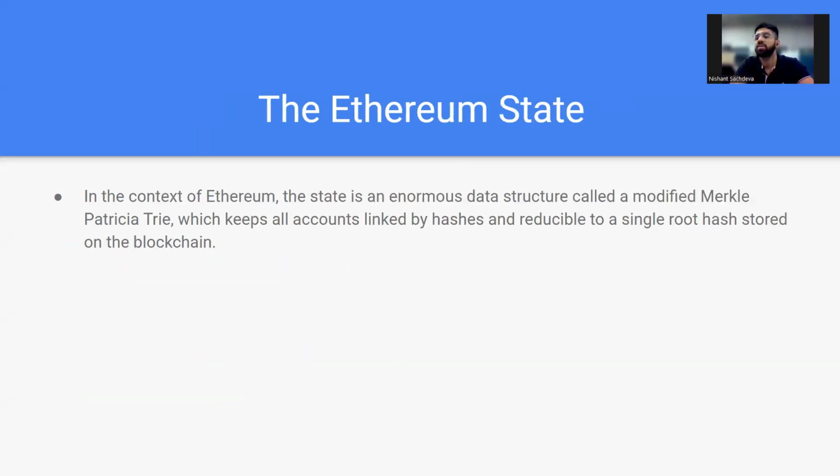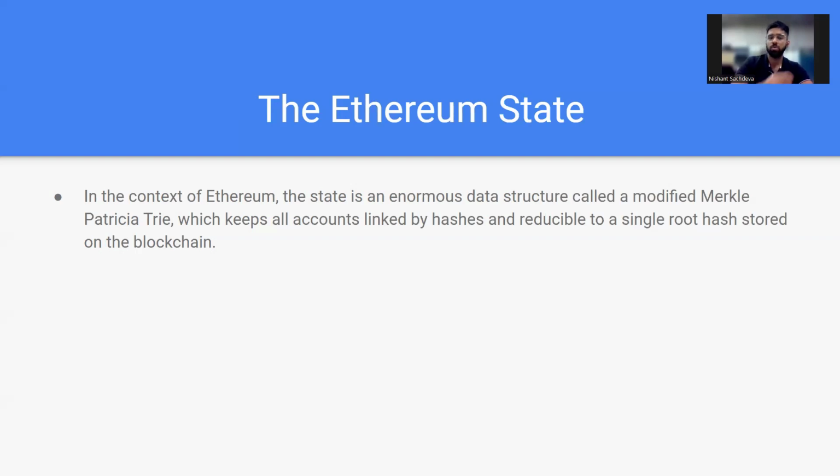Now, of course, what is the Ethereum state? For any interpretation engine, a state basically is a data structure which holds all the variables and all the information, and this information is changed through some rule-based operations, and then a new state is made. For Ethereum, the state is stored in the form of an enormous data structure called the modified Merkle-Patricia tree.